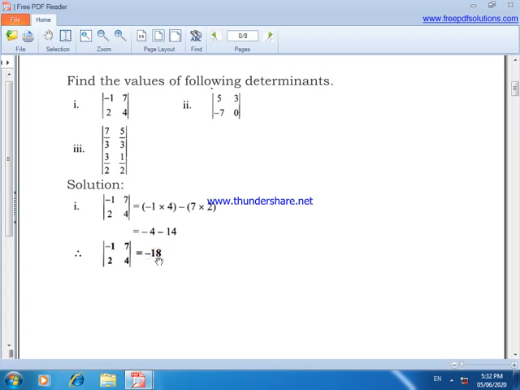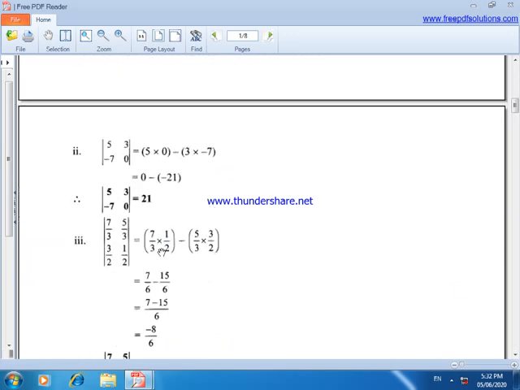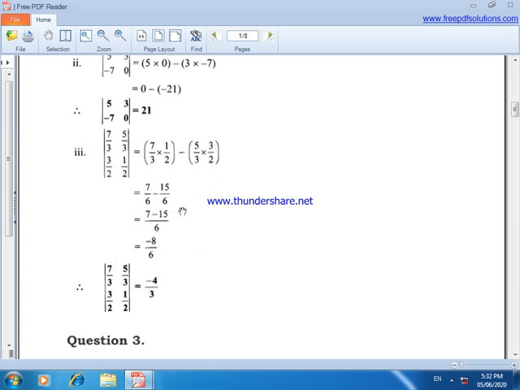-4 minus 14 is equal to -18. Then second example, 5 3 -7 0. Cross multiply this value, 5 into 0 minus 3 into -7. 5 into 0 is 0, minus sign will be as it is, 3 into -7 is -21, minus minus will become plus, so the value of this determinant is equal to plus 21.